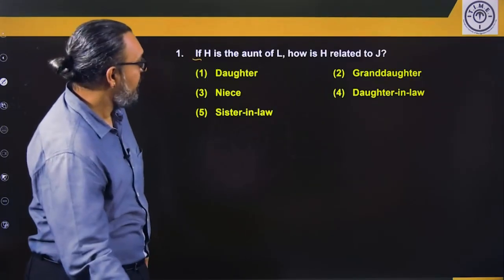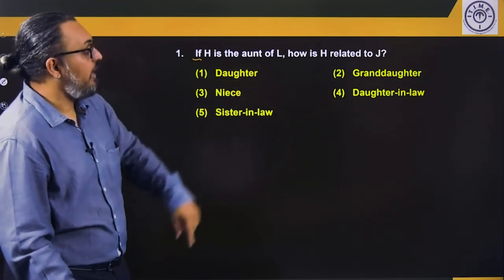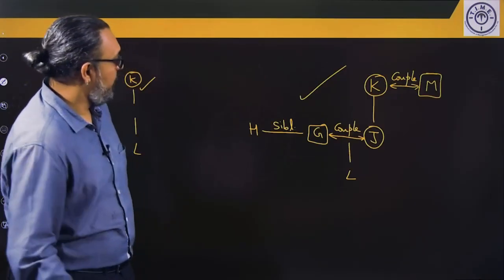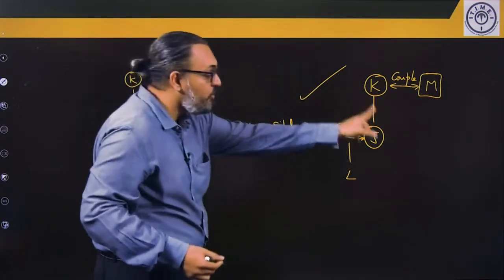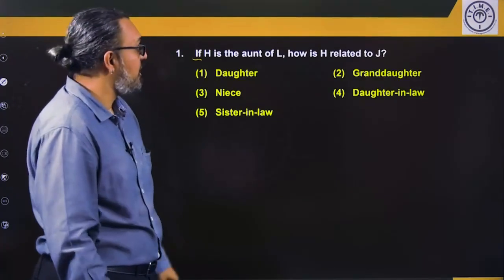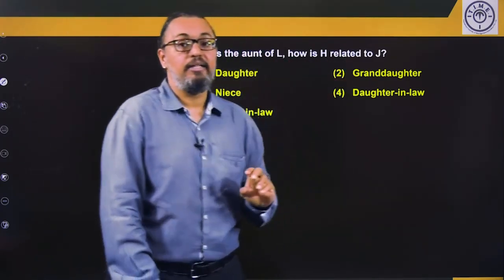Okay. Then how is H related to J? So he is asking how is H related to J? Means from J we have to check. See how the question is asked, how is H related?